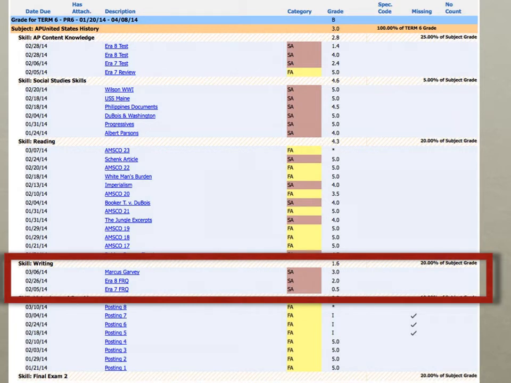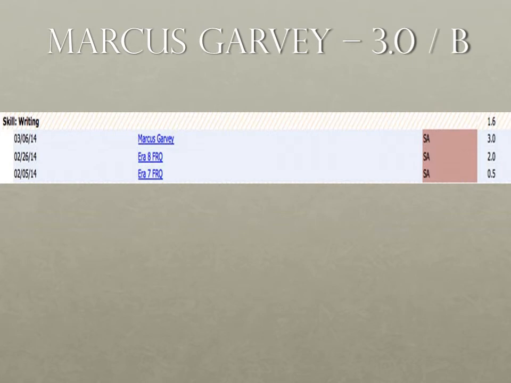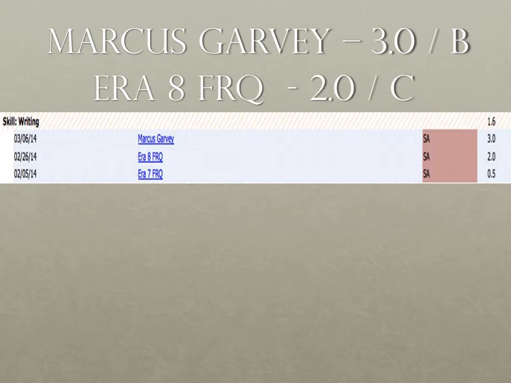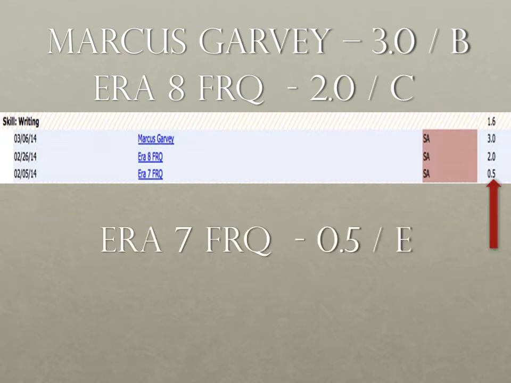The skill that we wanted to discuss was writing. This student had 3 assignments in this category. On the first assignment, titled Marcus Garvey, the student received a 3.0. In the second assignment, called FRQ 8, the student received a 2.0, which is a C. In the third assignment, 7 FRQ, the student receives a 0.5, which is an E.